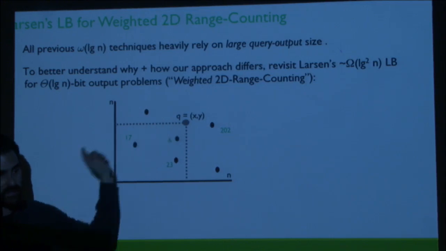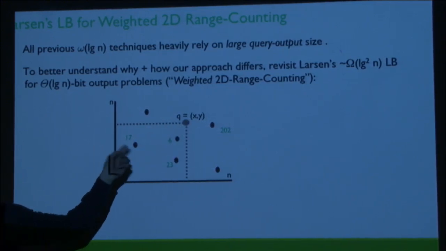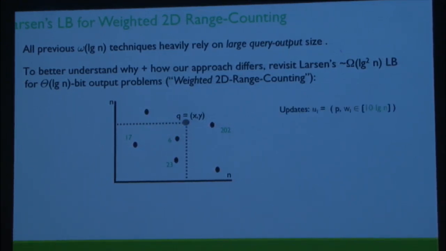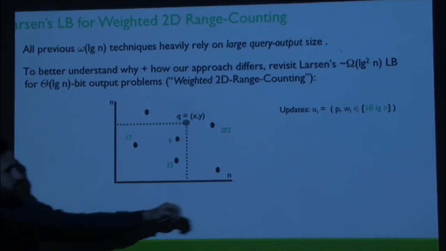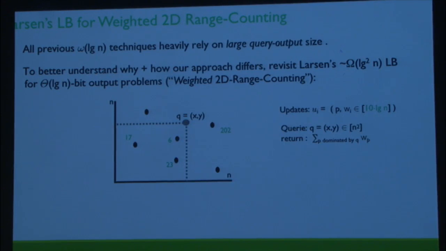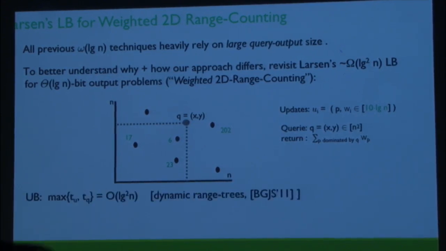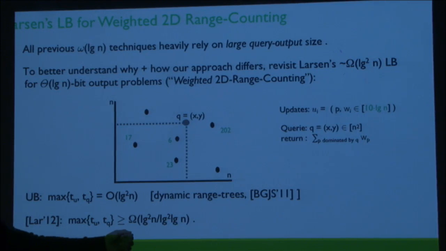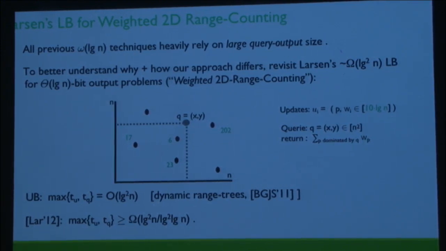and the query is again a rectangle, and you need to report the sum of weights of points inside this rectangle. Okay, so the points have weights of, let's say, 10 log n bits, and you need to report the sum of points dominated. And I remind you, there's a log squared n upper bound, and Larsen proved that for this weighted version, this is essentially tight, up to polylog log n factors.